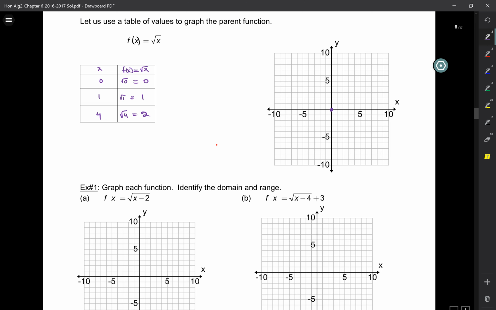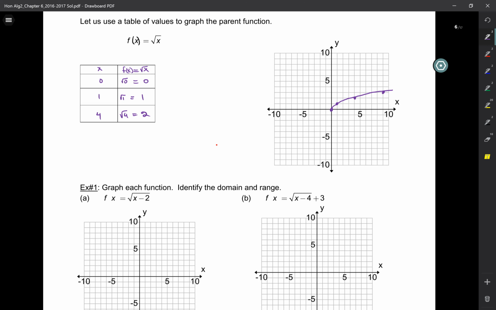At 0, we're at 0. At 1, y is 1. When x is 4, it's 2. And I could probably go one more, right? What's the next number I could put in? A 9, and I would get a 3. And you see that that's what the square root graph looks like.